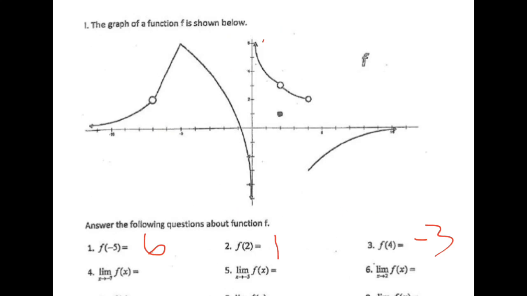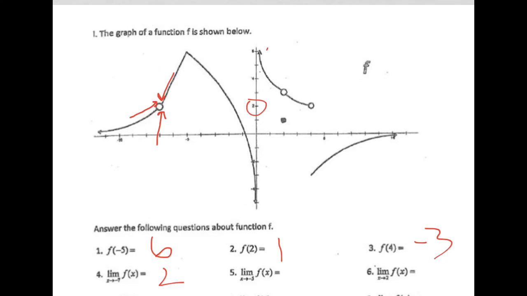Our next limit says find the limit of f of x as x approaches -7. Well, -7 is right here where we have that hole. From the left and from the right, we're both heading to that hole, which has a y value of 2, so that limit exists and is 2.